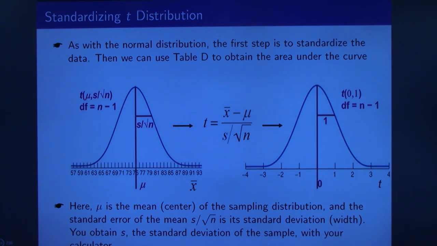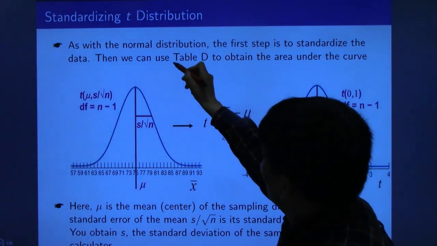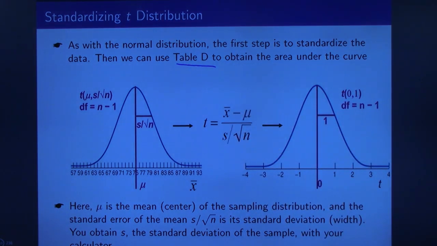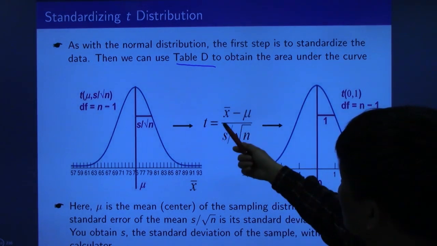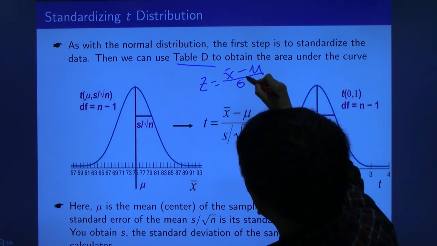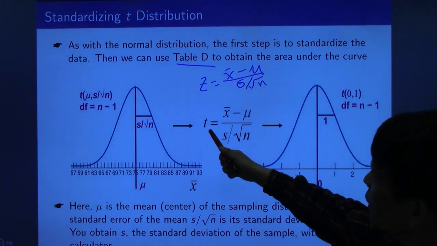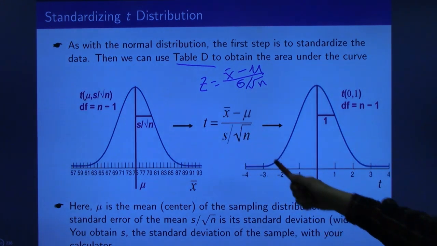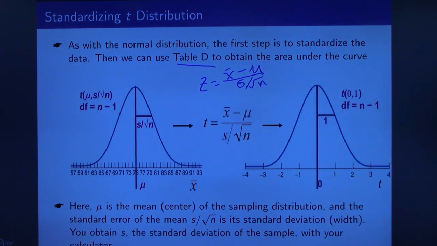As with the normal distribution, the first step is to standardize the data. Then we use table D. For the normal distribution, we use table A, but for the t distribution, we use table D to obtain the area under the curve. So it's very similar. Before, we said z equals x bar minus mu over sigma over square root of n. Now we use t equals x bar, the mean of the sample, minus mu, divided by s divided by the square root of n.